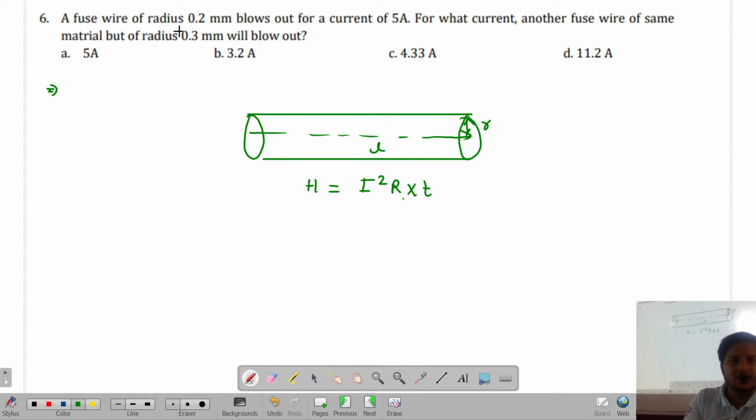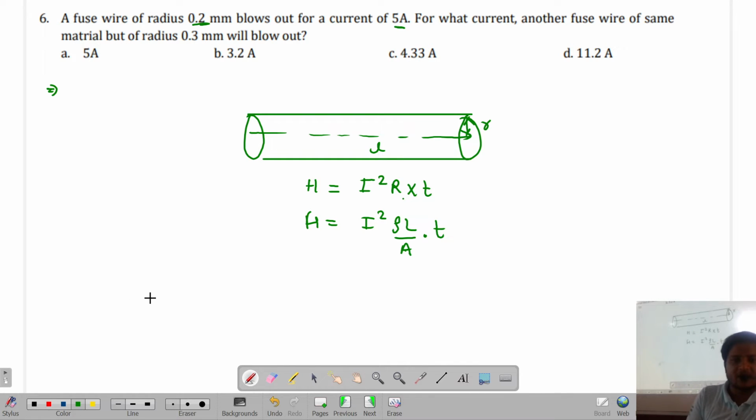If you have got the heat, listen here. You have it in terms of radius and in terms of current. So I can write resistance as rho L by A, or not? Tell me yes or no. So H is equal to I square into rho L by A into time T. Got it or not? This is the main formula, but it is not over yet.